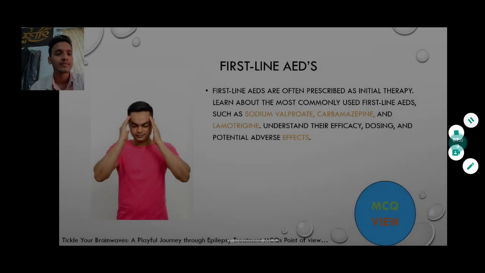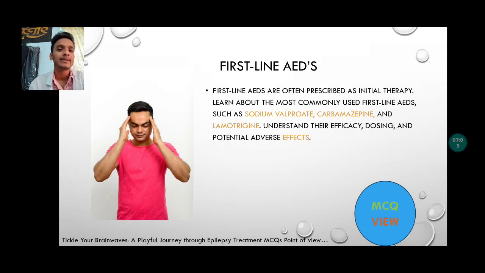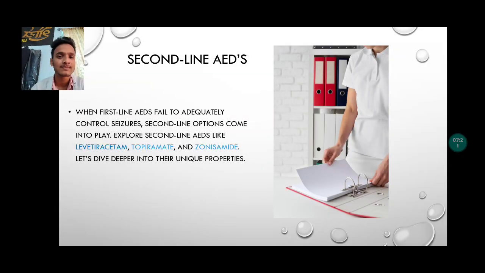From the MCQ point of view, first line anti-epileptic drugs are sodium valproate, carbamazepine, and lamotrigine. Understand their efficacy, dosing, and potential effects and adverse effects. It is also important from the MCQ point of view.